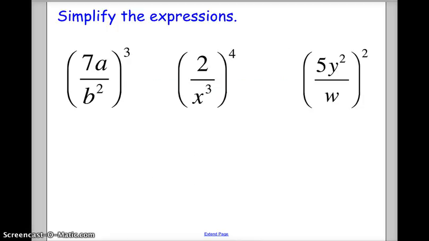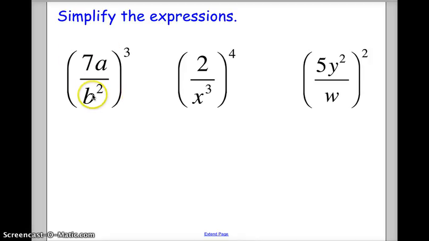Here are some examples. Taking a look here, we do not have common bases. However, we have an exponent on the outside. Looking at this, we're seeing that anything on the inside that could be simplified already, we're going to simplify first and then distribute the exponent.